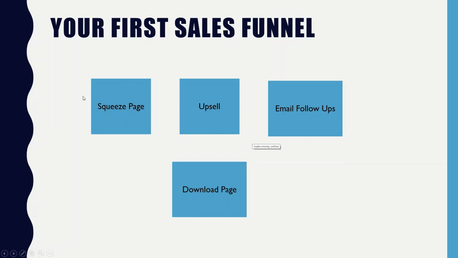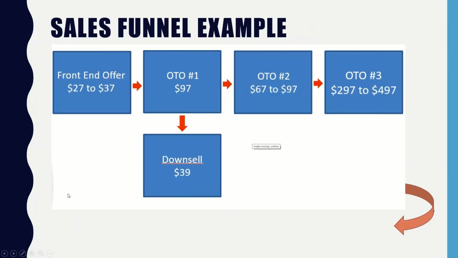So we're going to start by setting up the first part of this, but I also want to show you a little bit of a sales funnel example here, because I want you to understand what we're setting up here. So when you're selling products within your first funnel, you have your front-end product, you have your one-time offer, you could have a second or a third one-time offer, or a downsell.